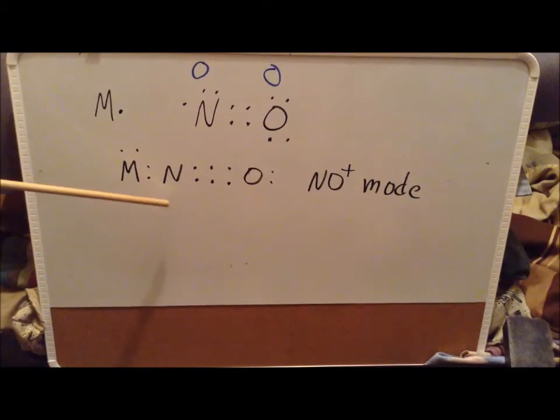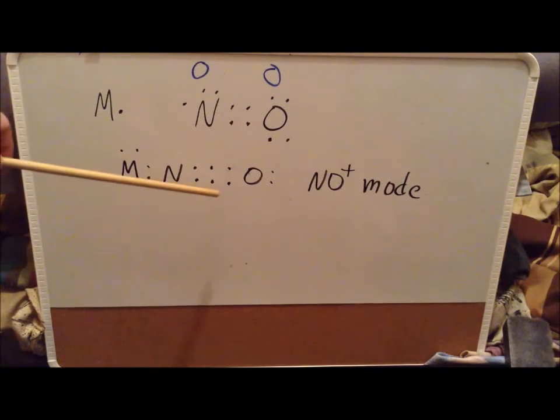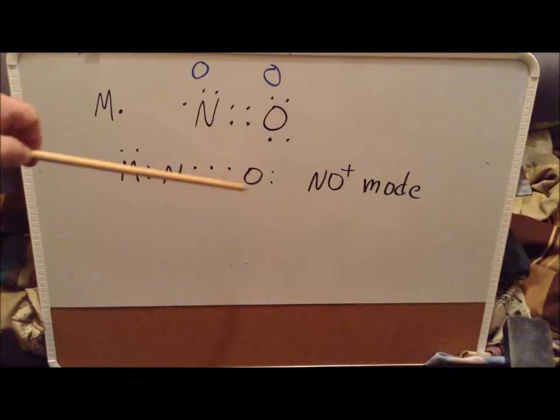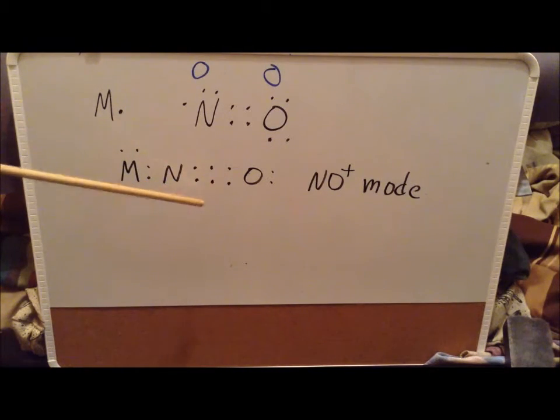So here we see perhaps an initial binding of nitric oxide to the metal, and you notice right away that we end up with a lone pair on the metal, a metal-nitrogen single bond, and then the bond order of the nitrogen to oxygen goes from a double bond to a triple bond. So we call this the NO plus binding mode.